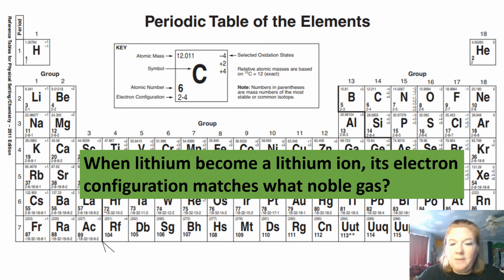So when lithium becomes a lithium ion, so here's lithium, its electron configuration matches what noble gas? Well, lithium loses 1 electron. So instead of having 3, it has 2. So lithium would match helium's electron configuration.